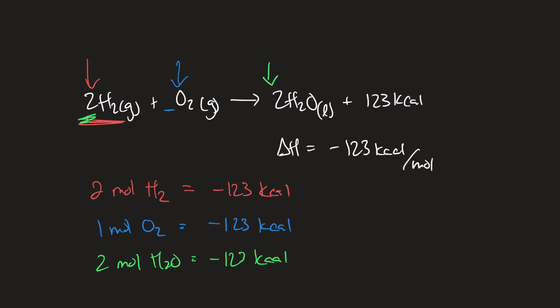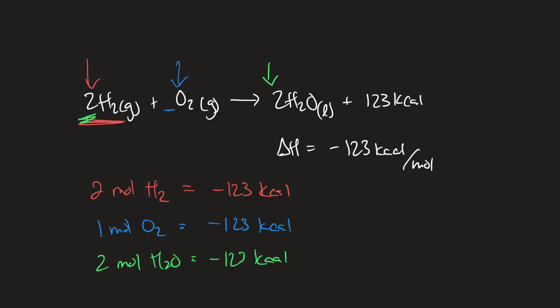Whether it be a reactant, meaning how much energy is needed for the process to take place, or a product, how much energy is released in that process as well. But the whole point is, because you have a 2 here, the mole ratio is 2 for H2. So for every 2 moles of H2 that you produce or use in this reaction, you're going to need negative 123 kilocalories of energy.